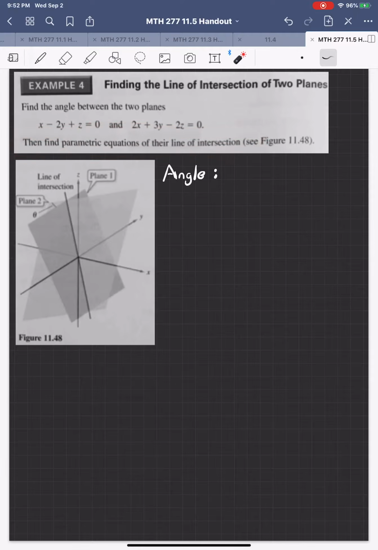So notice that you have two planes here, and they intersect at a line. That makes sense. If two lines intersect, they intersect at a point. So if two planes intersect, they're going to intersect at a line. So we want the angle, and we want the equation of that line. Let's start with the angle.